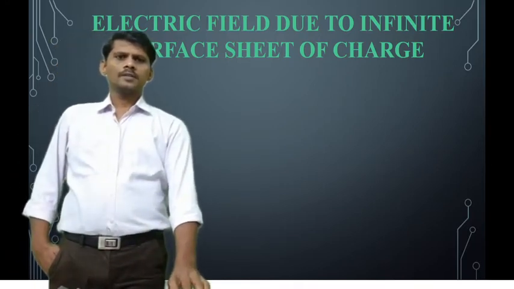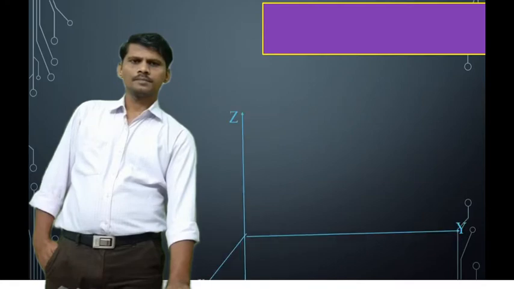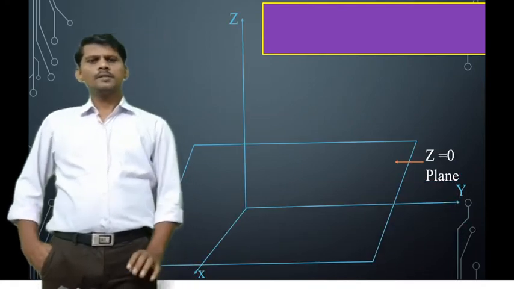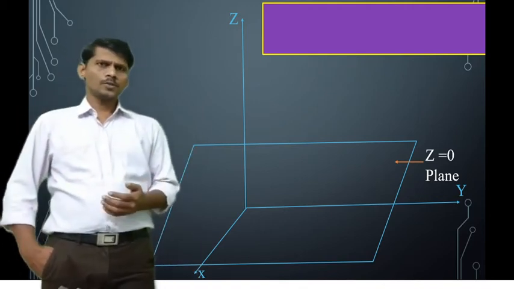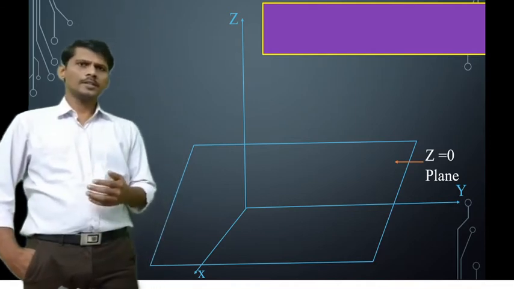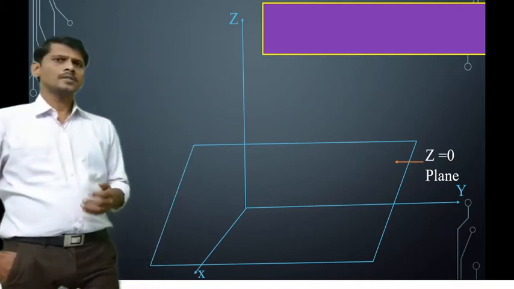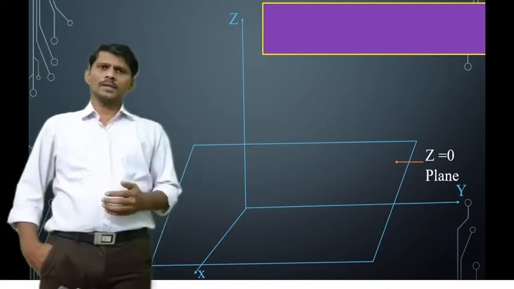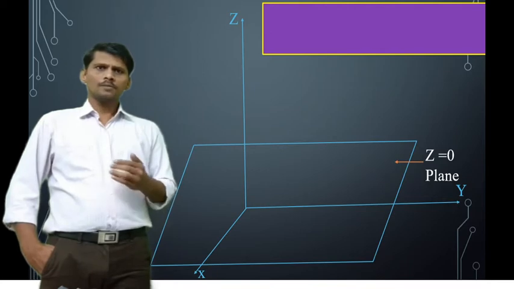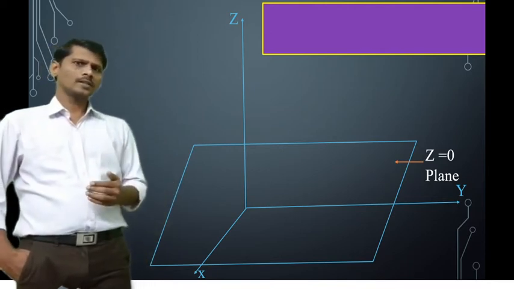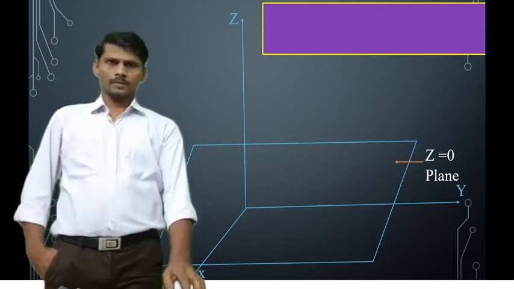Let us consider an infinite surface sheet which carries positive charge, distributed with charge density rho s coulombs per meter square. Let us consider the infinite surface sheet of charge in the z equals 0 plane, that is the xy plane, with center at the origin. The surface sheet distributes positive charge with charge density rho s coulombs per meter square.